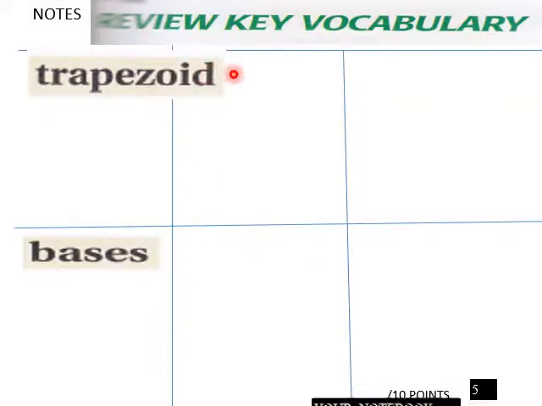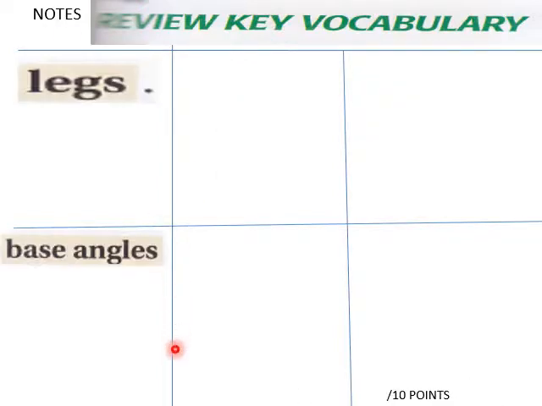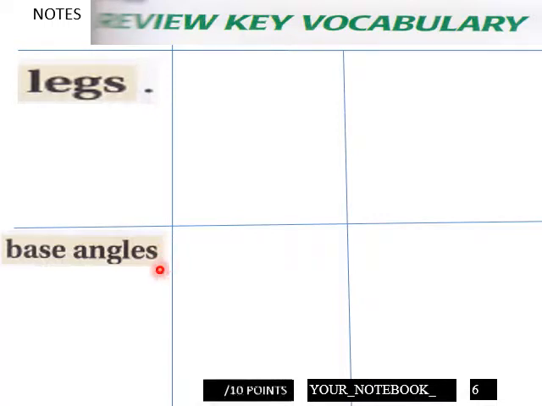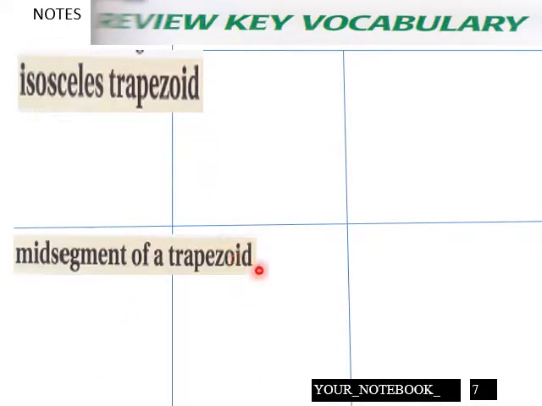Okay, students, in your own words, define trapezoid, define bases, define legs, define base angles, define isosceles trapezoid, and define mid-segment of trapezoid. We haven't covered this one yet, so hang on.